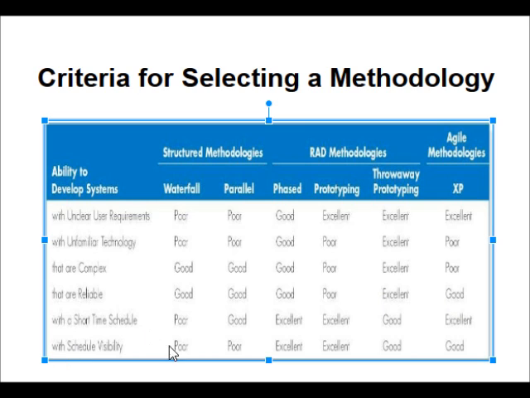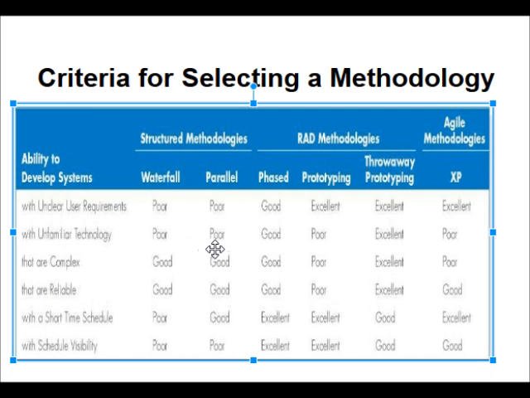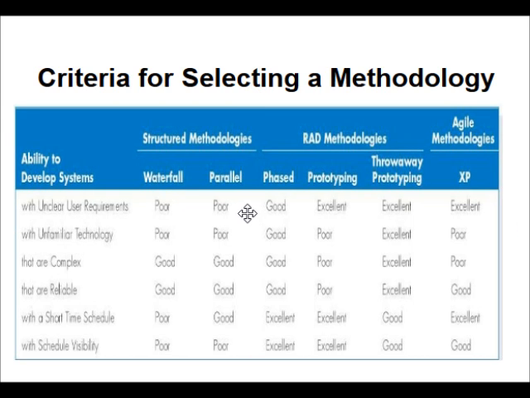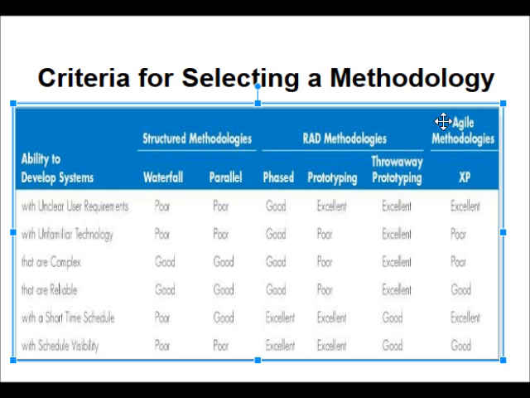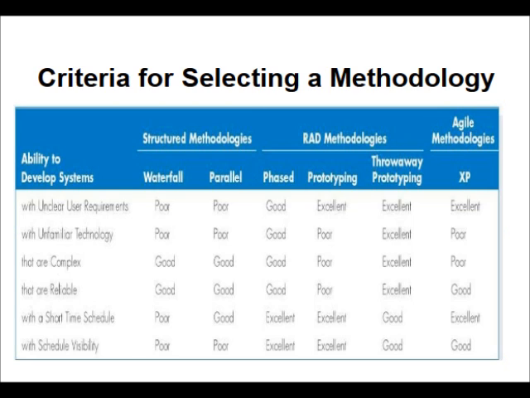With a short time schedule, when there is a time schedule constraint, agile is always excellent, prototyping and phased are also excellent, throwaway prototyping is good. And with schedule visibility, phased and prototyping are excellent, and agile and throwaway prototyping are good. So this is just a rough way to find out, based on your particular requirement or your project, which type of methodology to use to develop a system.